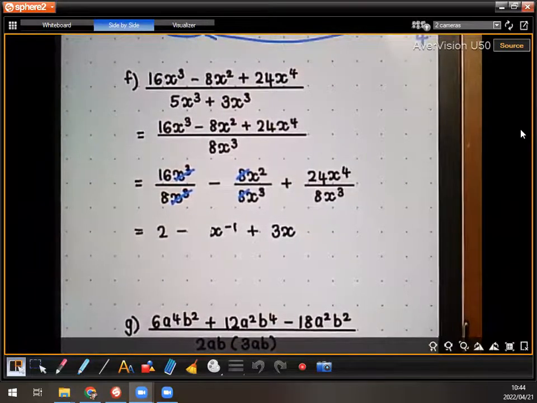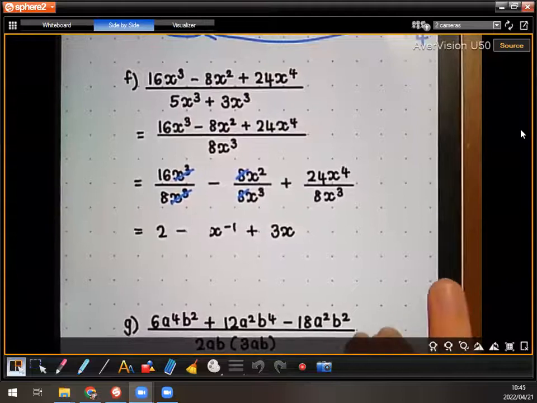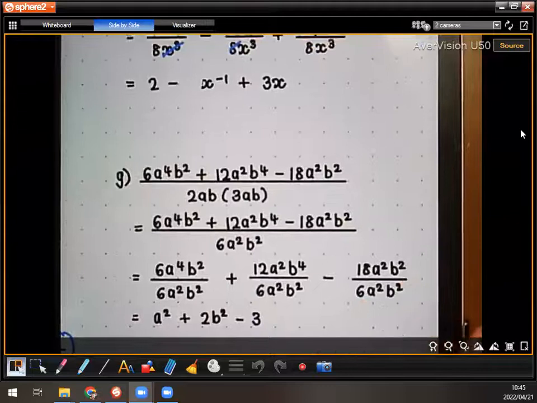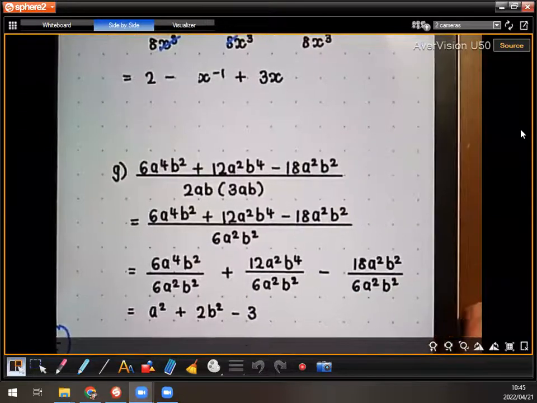Any other question on that one? All right, let's look at G. G was another one where you have to first simplify the denominator.